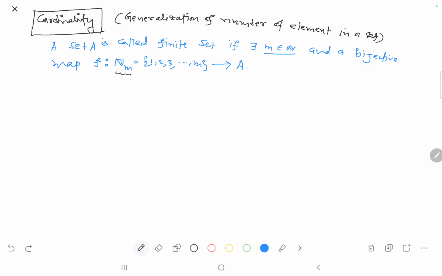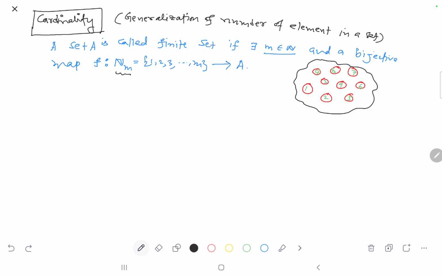Got it? So this means you have some collection of objects, let's say here, here, here. That collection you call finite if you start counting and your counting process will stop after some time, right? So this is 1, 2, 3, 4, 5, 6, 7, 8, 9. Here our m will be 9.